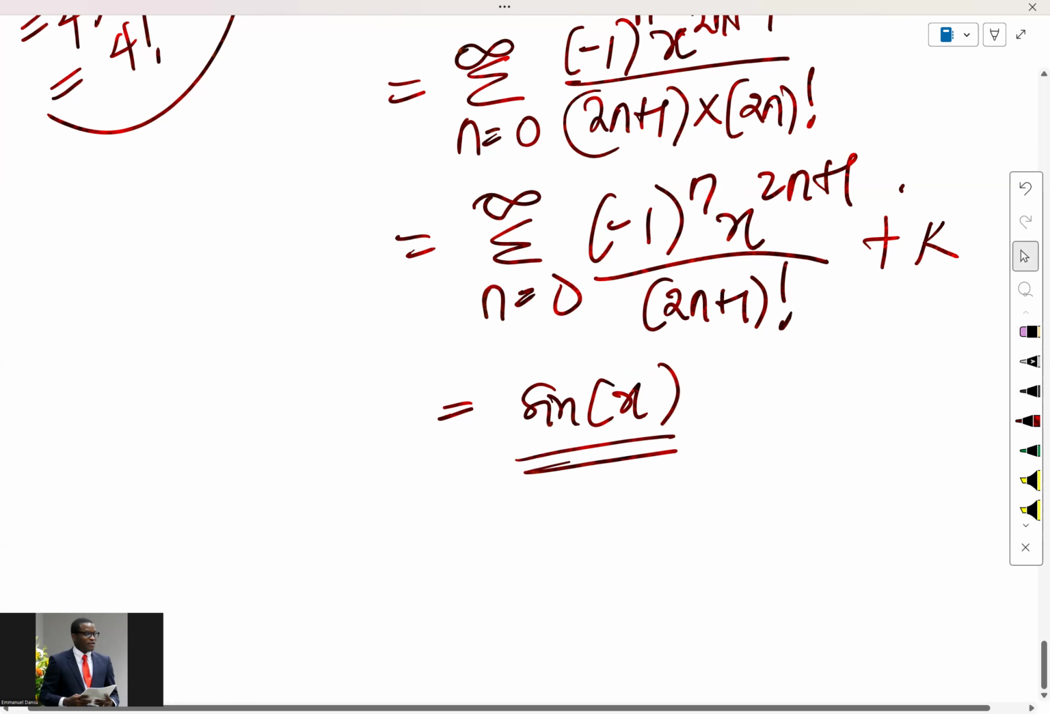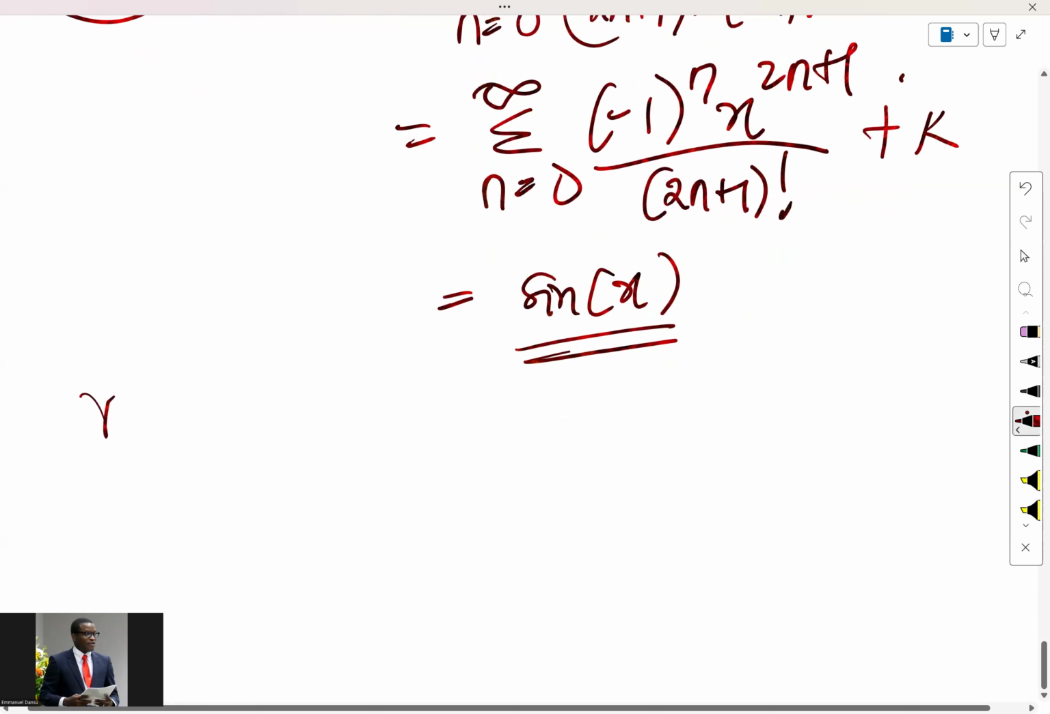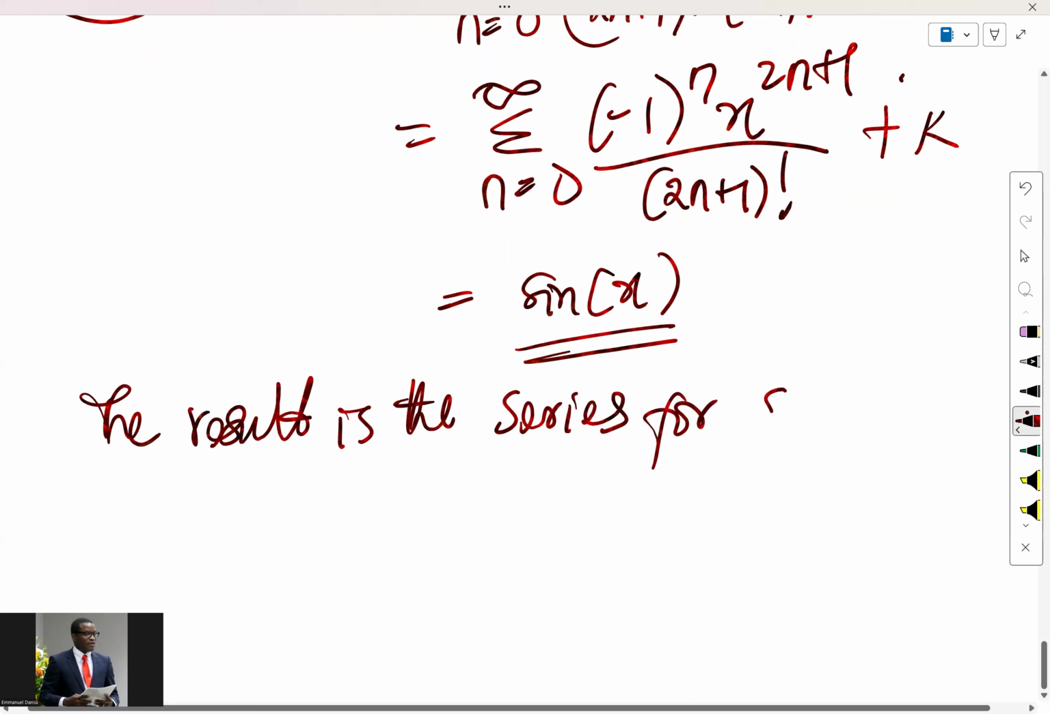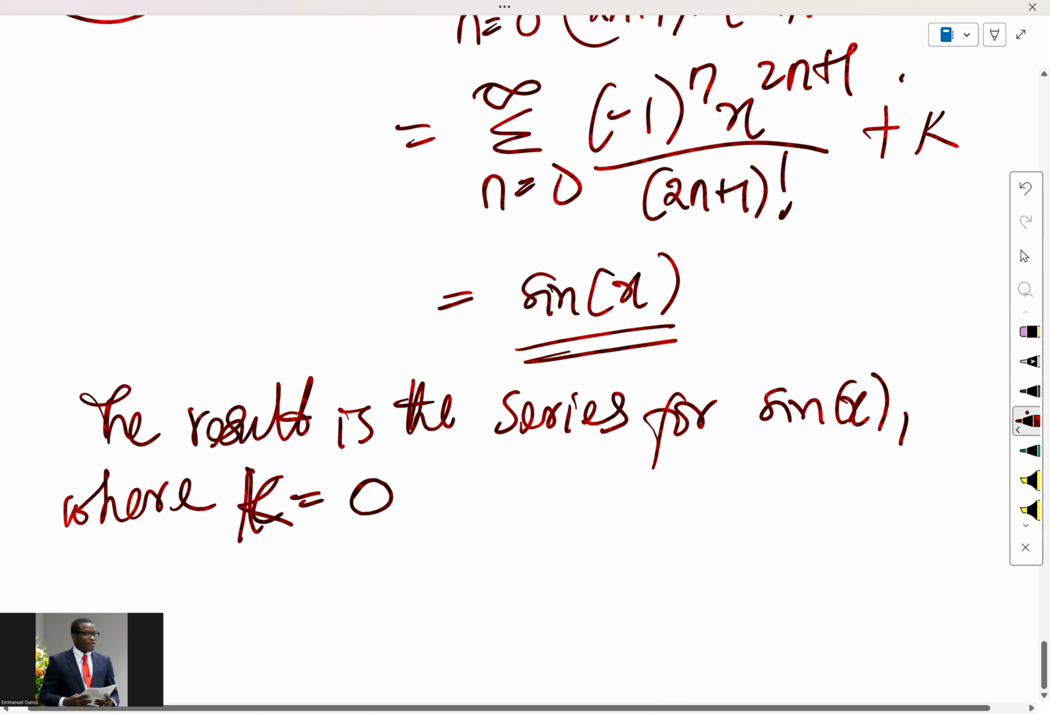Okay, so you see that the result is the series for sine x, where c is equal to 0. So, where k is 0, if you set k to 0, that's the arbitrary constant to 0. So you get sine x. And that is for the Maclaurin series.